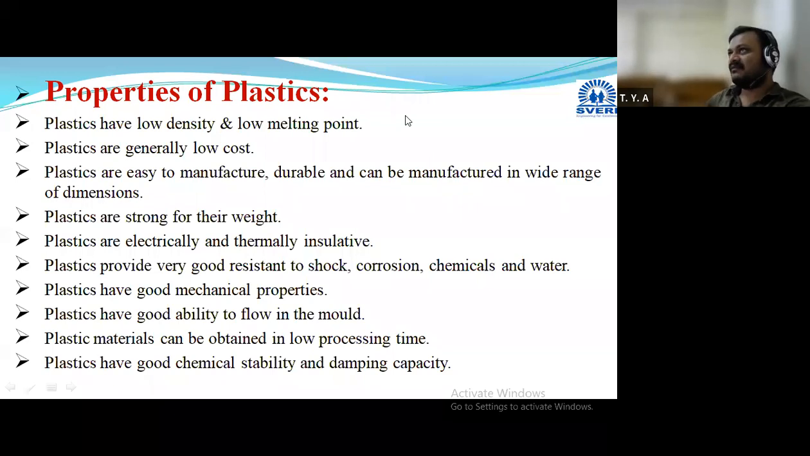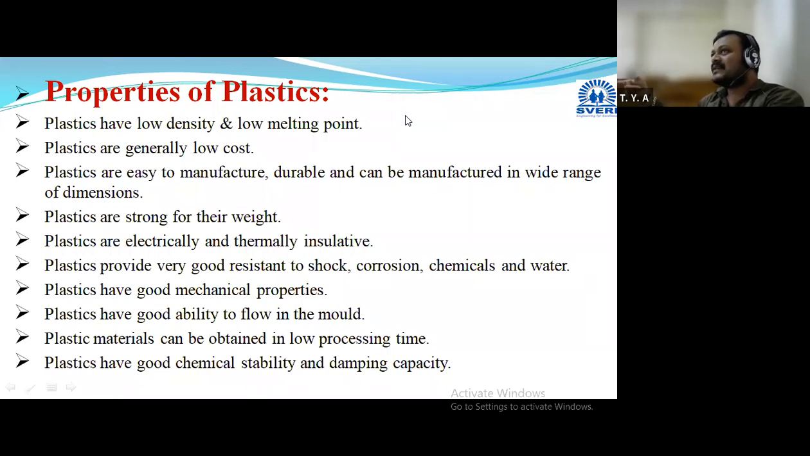Now we will move towards some general properties of plastic materials. What are the properties of plastic materials? Whichever plastic materials you are using in your day-to-day life, what are the characteristics of that material? Try to think on your own. You are using different plastic materials. What are the properties? Chairs are there.